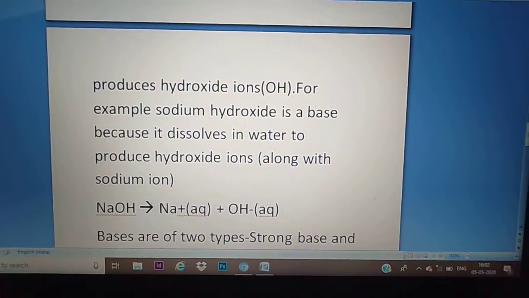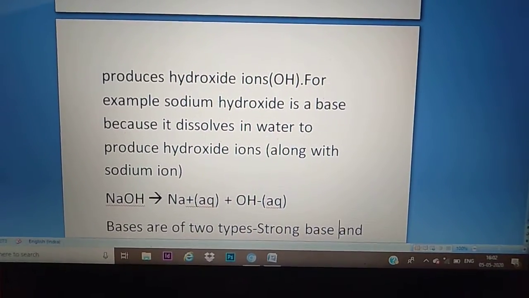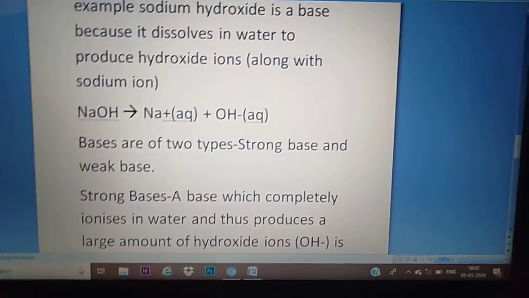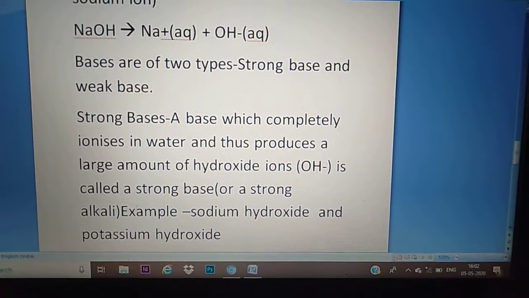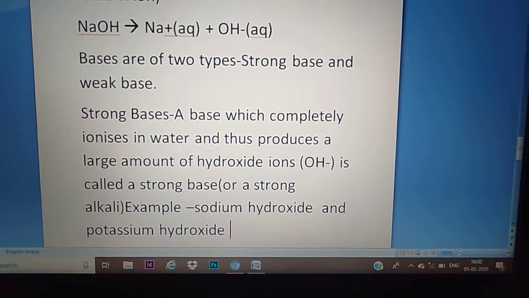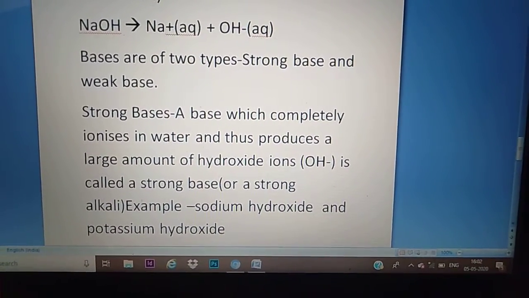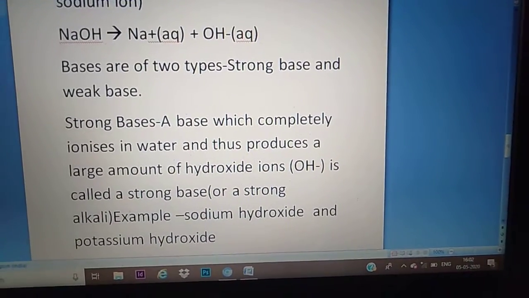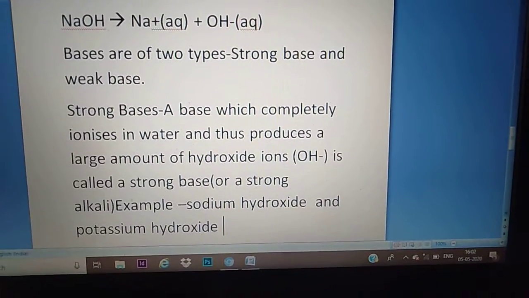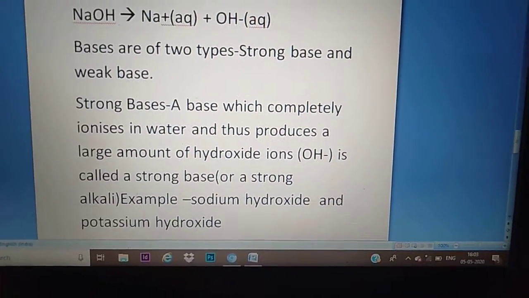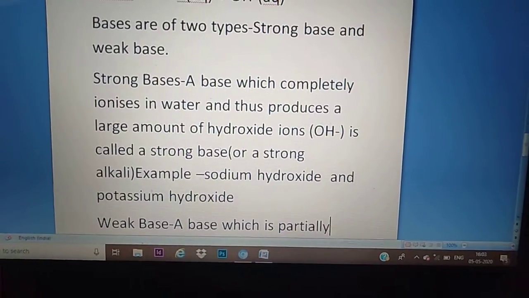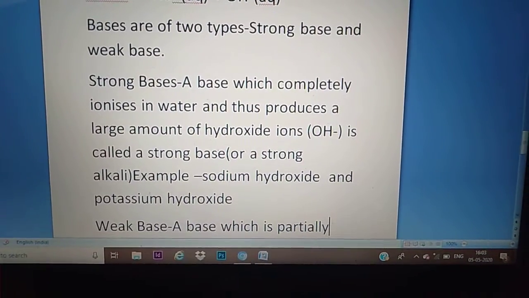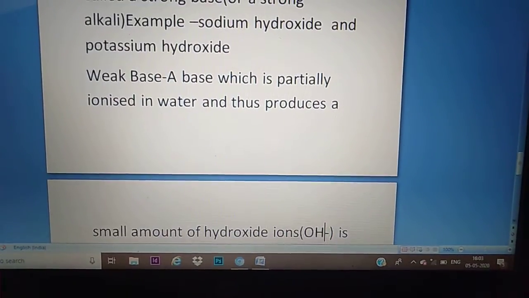Okay, now I will tell you what the types of bases are, that means strong bases and weak bases. Like acids, bases are also of two types, on the basis of the concentration of OH minus ions, that is the hydroxide ions. A base which completely ionizes in water and thus produces a large amount of hydroxide ions is called a strong base or alkali. Sodium hydroxide and potassium hydroxide are examples of strong bases or strong alkalis.